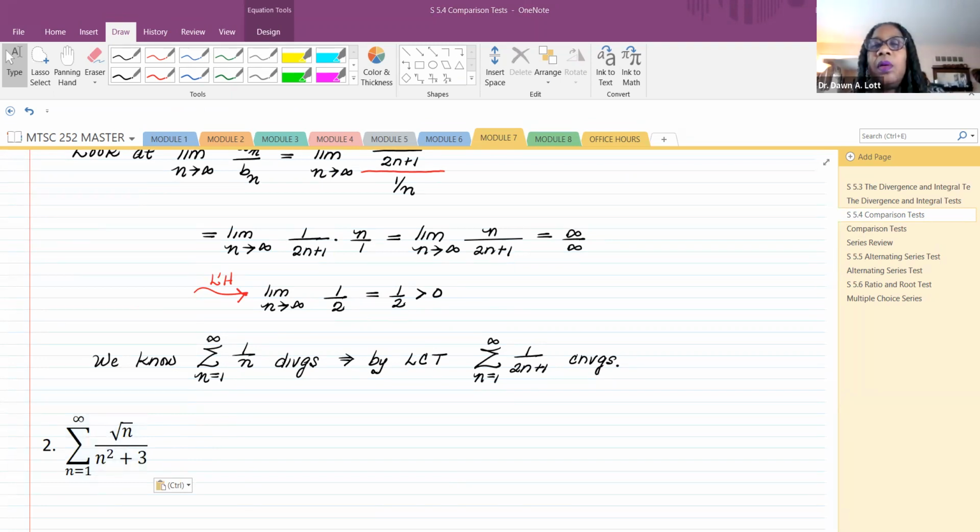Okay, so now, what does this one look like as n gets really, really big? Can anybody get an idea? I'm going to set it up for you, and then I'm going to let you do it while I take roll.